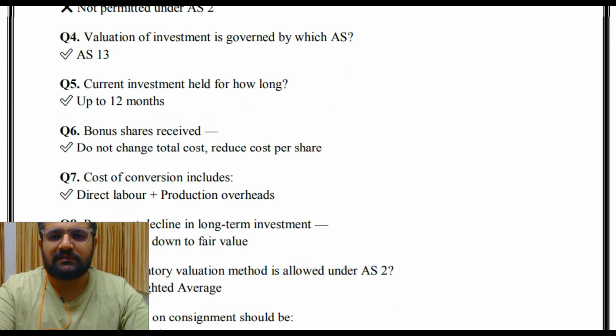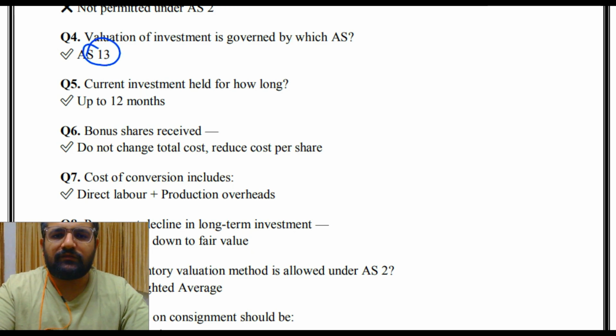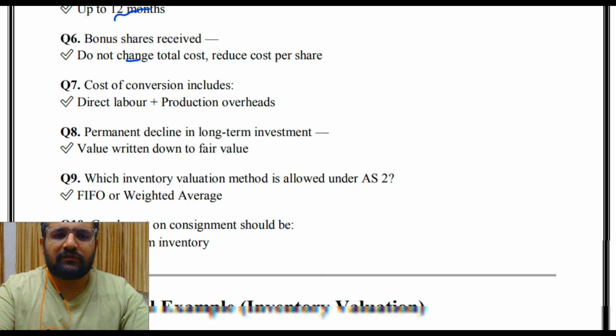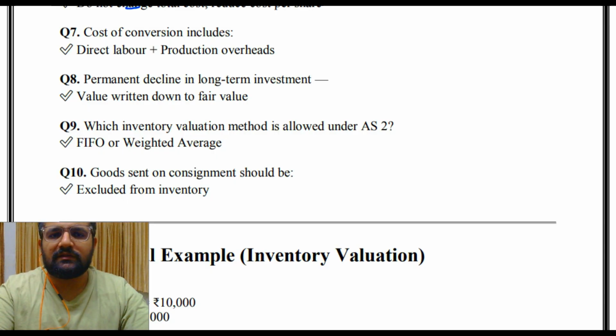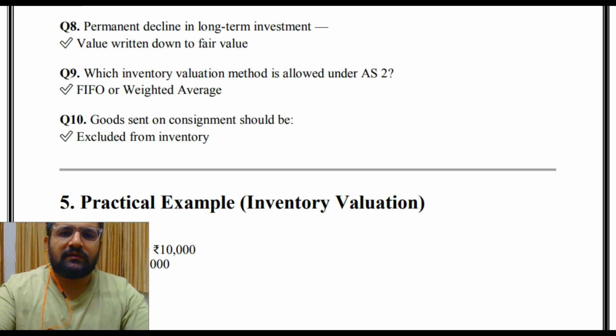Valuation of investment is governed by which accounting standard? So the answer is Accounting Standard 13. Current investment is held for how long? We saw the 12 months above, so this is up to 12 months. Bonus shares received do not change total cost, but reduce cost per share. Cost of conversion includes direct labor plus production overheads. Permanent decline in long-term investment: so the value is reduced down to fair value.